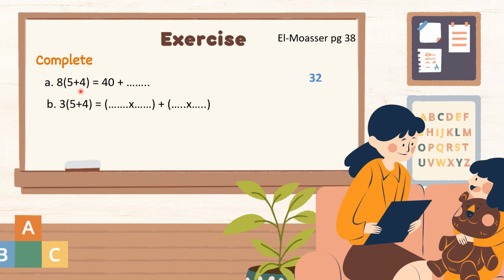Okay, B: 3 between brackets multiplied by 5 plus 4 equals what? Complete the space.